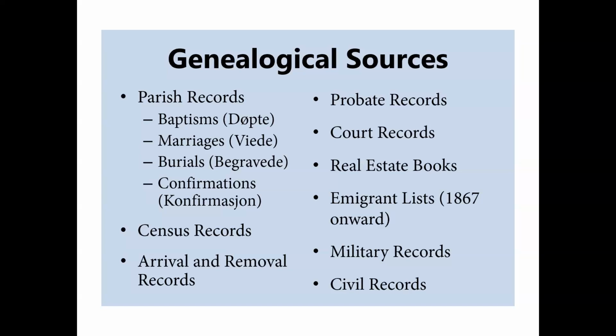There are so many sources available to folks with Norwegian ancestry. So these are some of the major ones that you will encounter. And the core of it is the Lutheran church record: baptisms, marriages, burials, confirmations. But there's also fantastic census records, probate records, court records, military records at your fingertips. So much of it has been digitized and is free and available to you. So you're a very lucky person if you have Norwegian ancestry.